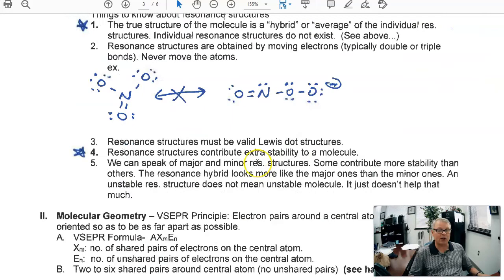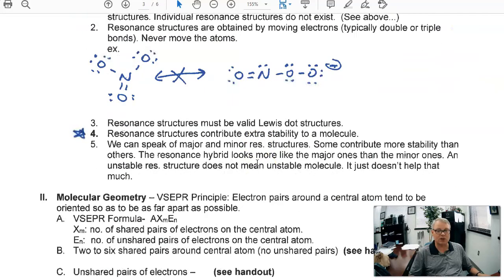But there are cases where you run into situations where you have one really good resonance structure and maybe one not quite so good resonance structure. If that's the case, the molecule looks more like the really good one and less like the really bad one. So think of it in terms of dominant and recessive genes or something like that, if you happen to be a biology person, I guess.